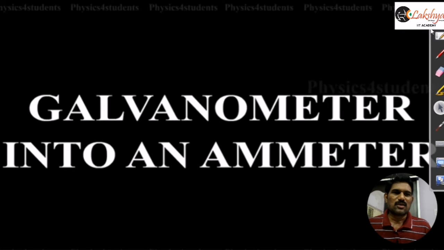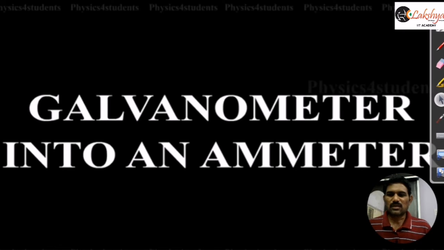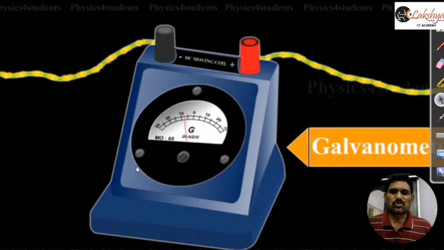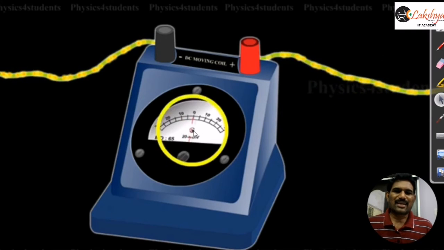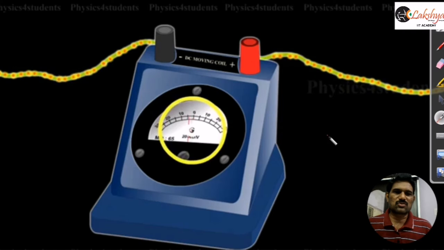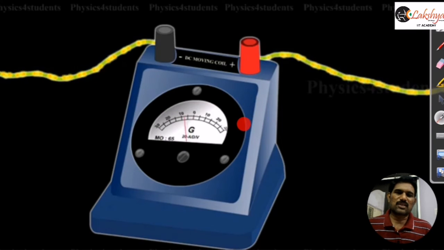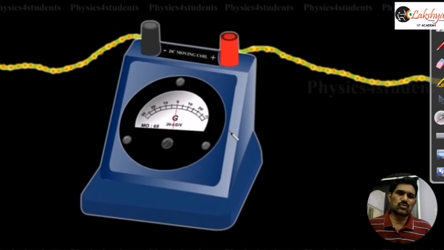So for this we can use a procedure like this. The conversion of this galvanometer. This galvanometer is generally used to measure small currents, and it also shows the direction of the current, as shown here. If current is flowing in one direction, it will show deflection in one direction. If current is flowing in the opposite direction, then it shows deflection in the opposite direction also.